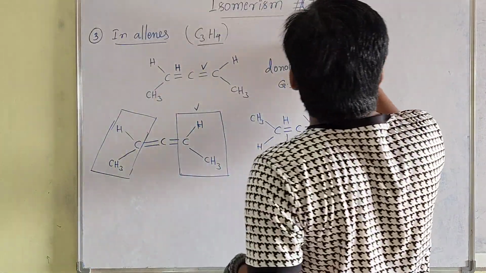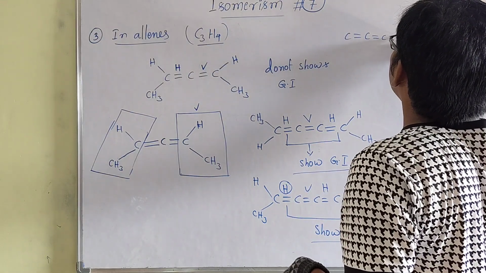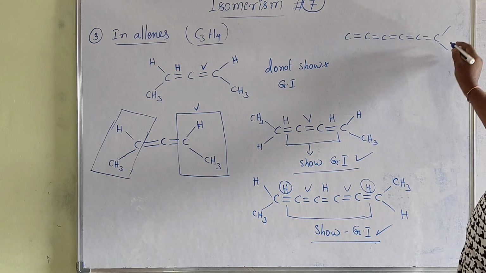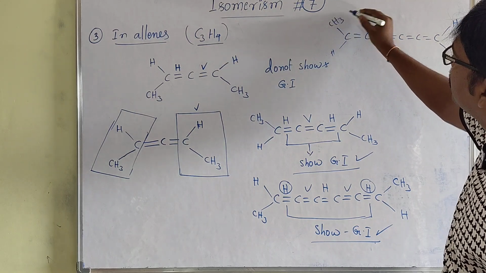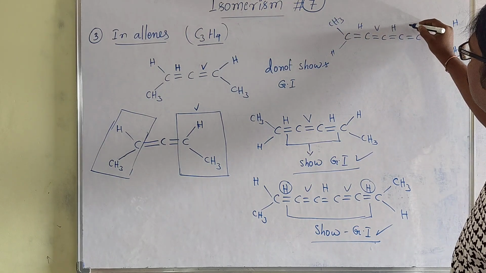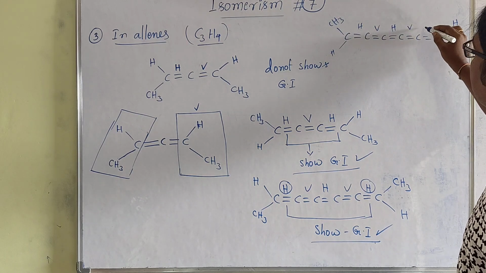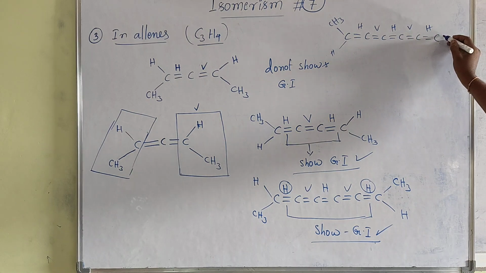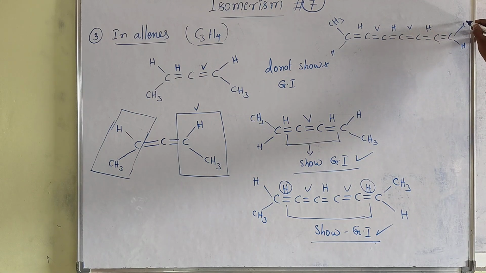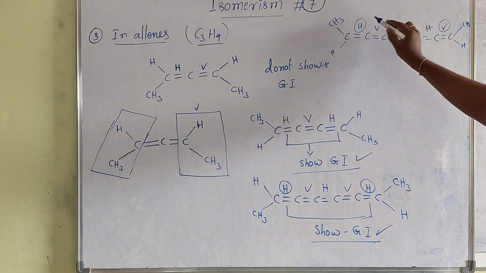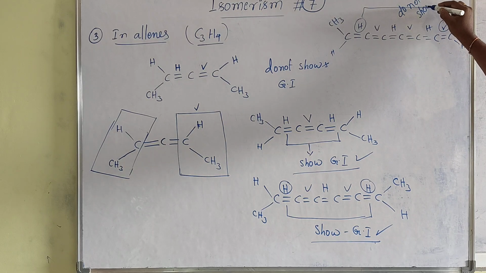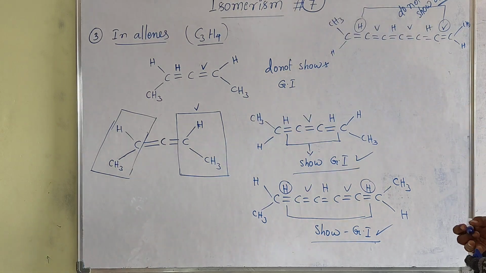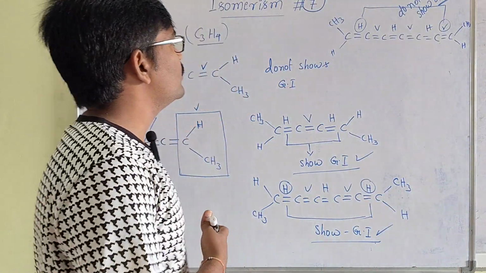So for example, one more: C double bond C, double bond C. Look at that, it is H CH3, then H CH3, if you take. So horizontal, vertical, then horizontal, then one more, take it here, double bond C, then H CH3, if you take, then vertical. Sir, horizontal and vertical, two different ones are there, so it does not show GI, that is, geometrical isomerism.